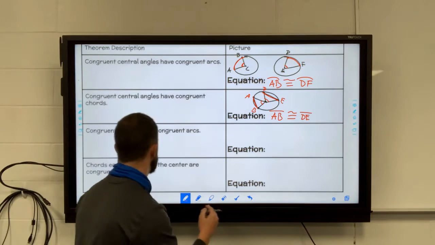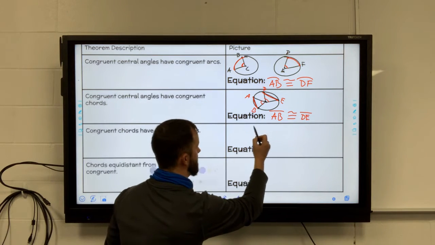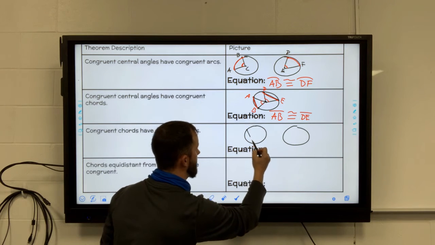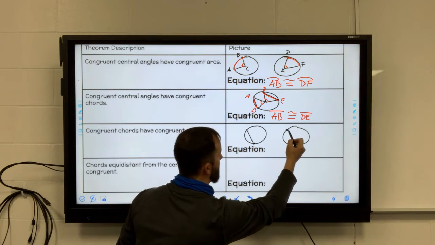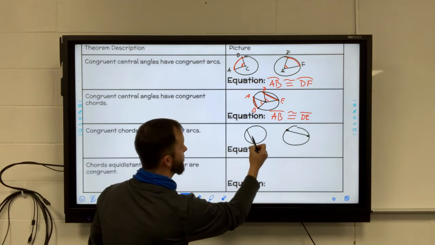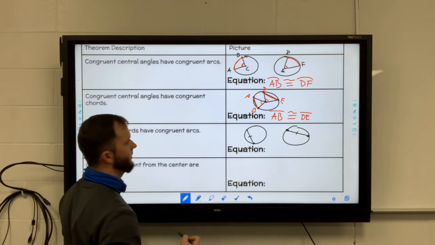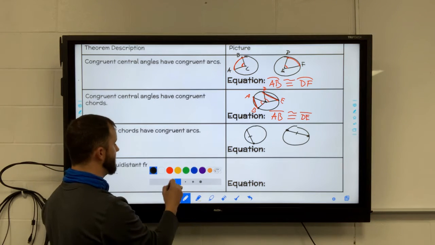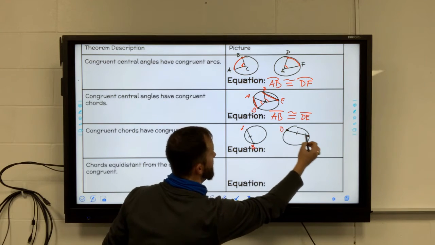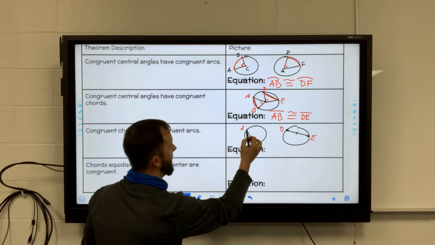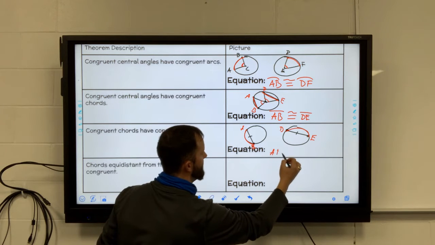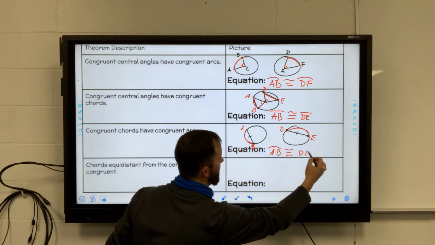Now my next theorem says congruent chords have congruent arcs. For example, you might be given two circles, so let's draw two different circles here. And in these circles, I'm going to draw two different chords: a chord right here, and a chord up here, okay? If you have congruent chords, meaning this chord is congruent to this one, then their two arcs would be congruent as well. So if I label this AB and this DE, and the two chords are congruent, then my two arcs would also be congruent. So arc AB would be congruent to arc DE.